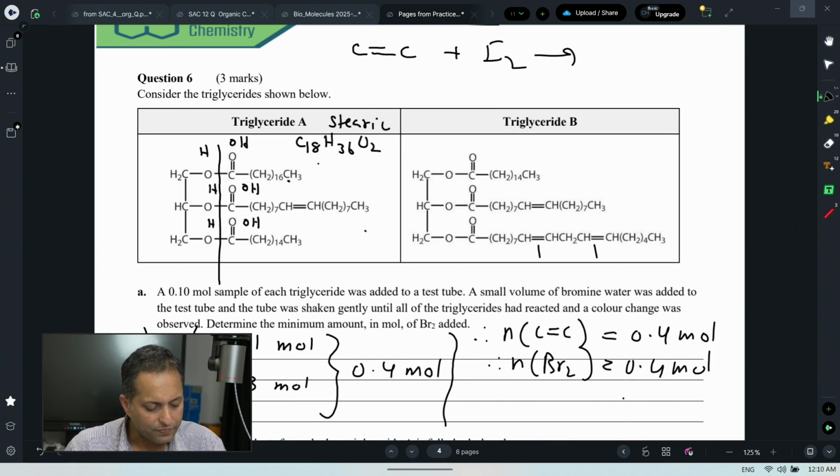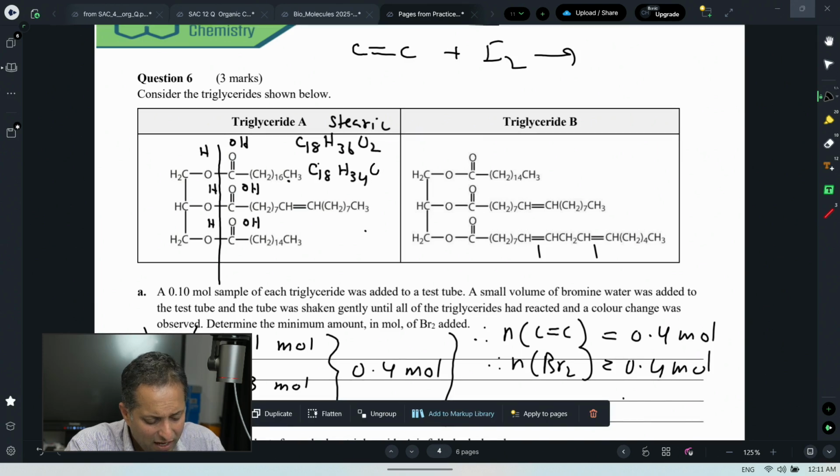Then the next one. Carbon 7, 8, 9, 10, 17, 18. C18. Now, how many carbon-carbon double bonds? One carbon-carbon double bond. One carbon-carbon double bond means you take away 2 hydrogen. So C18H34O2. This is oleic. Oleic. All right. Then the last one.